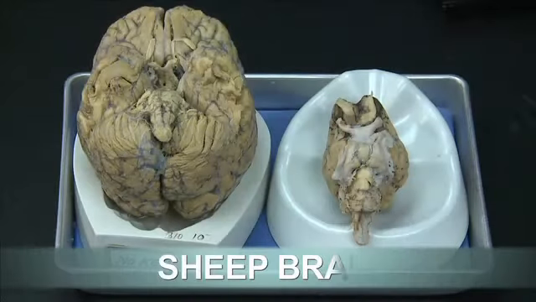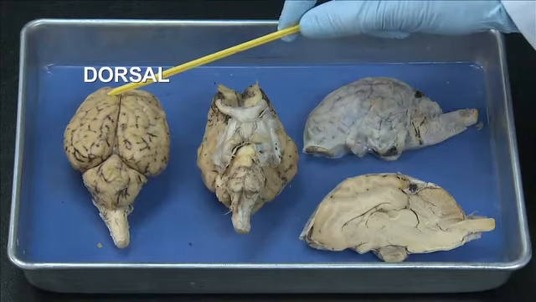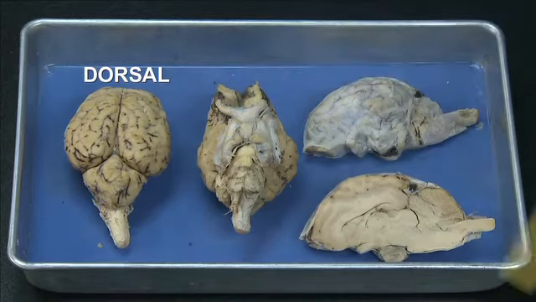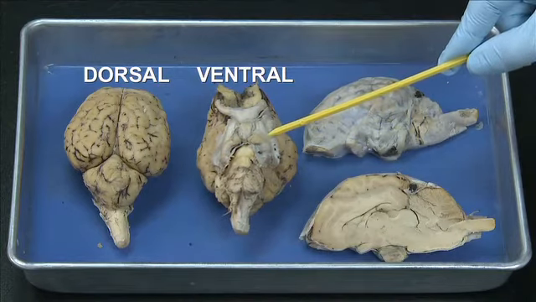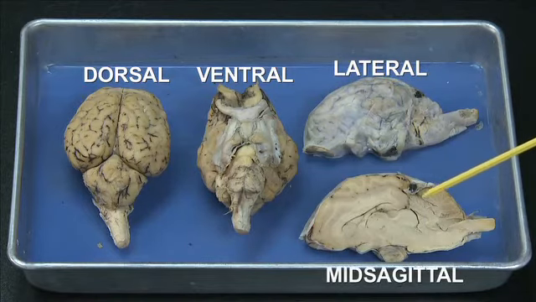In this video, we will demonstrate the dissection of the sheep brain, and we will compare brain structures between the sheep brain and the human brain. We will first orient the sheep brain and review the major external structures. In this tray we have 4 sheep brains. This is the dorsal or superior view of the brain with anterior and posterior side. The next brain is positioned ventrally or inferiorly, and then we have a lateral view of the brain and a mid-sagittal view of the brain.